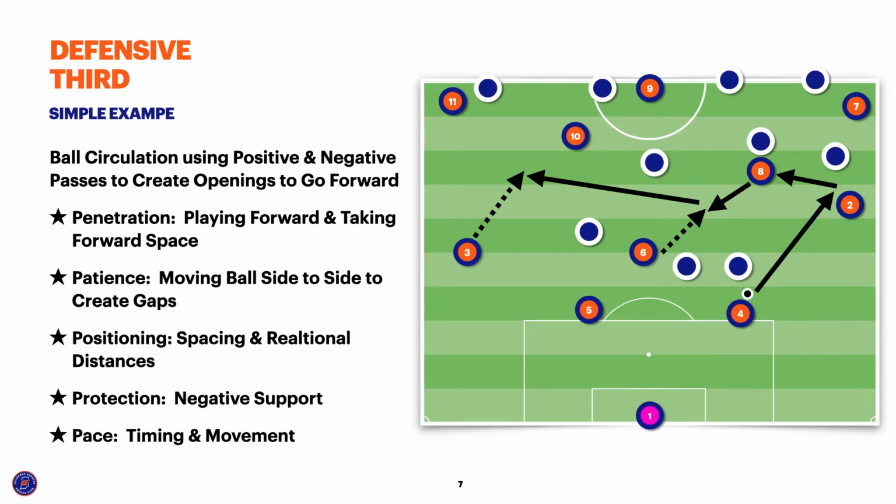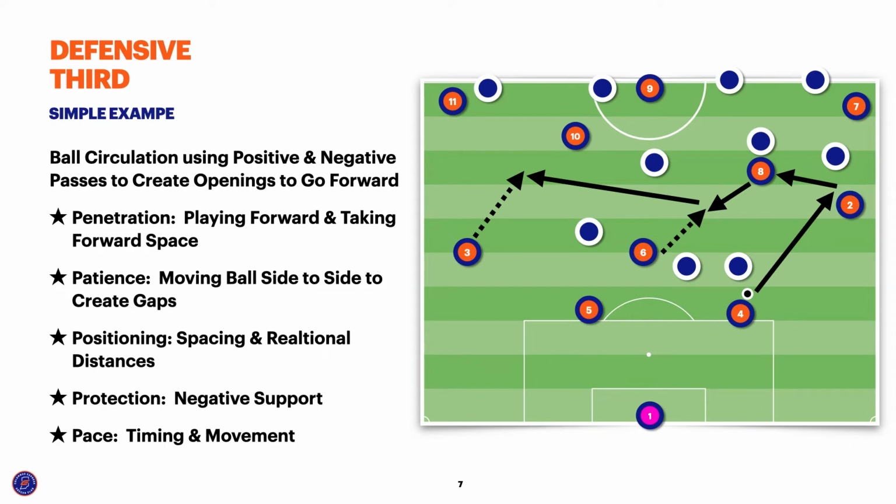Another example that you'll see out of building out of the back is just having possession in the defensive or middle third. So ball circulation is a term that we'll use, which basically means moving the ball side to side or up and back to create opportunities to go forward. Within this, the principles become a very key ingredient for us to go forward.